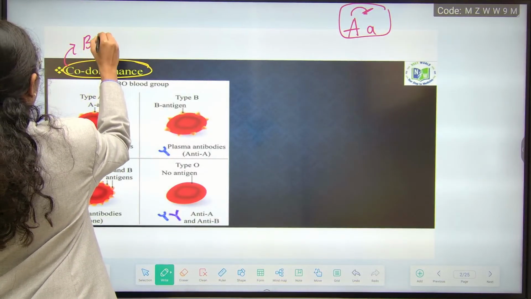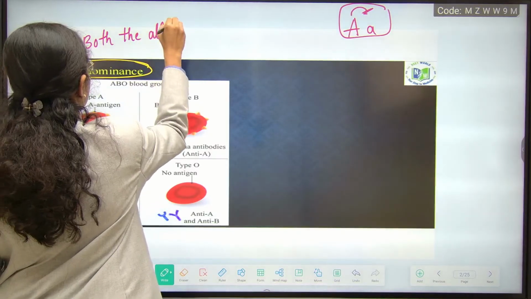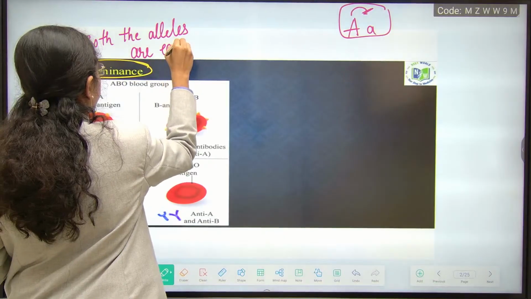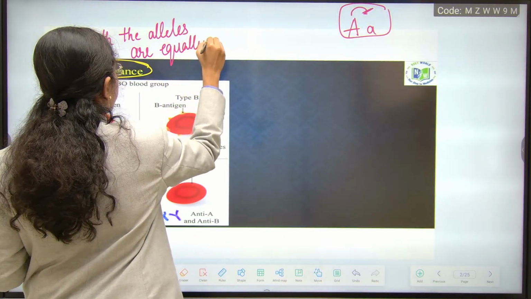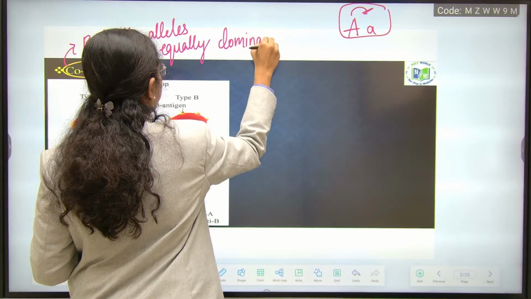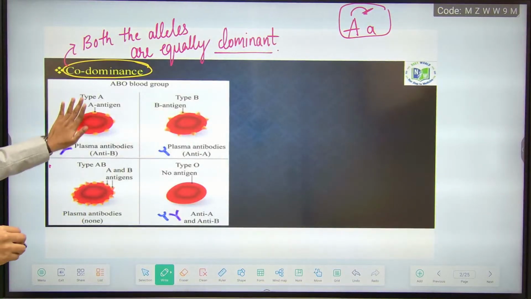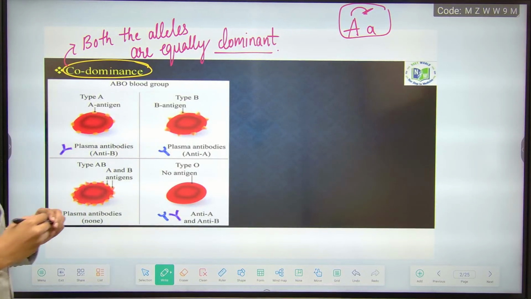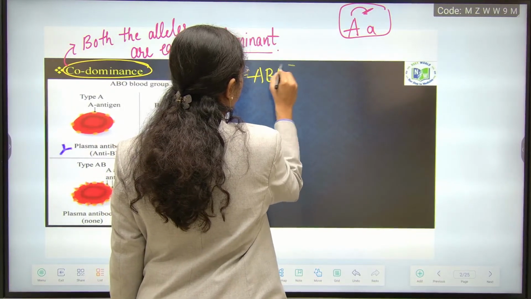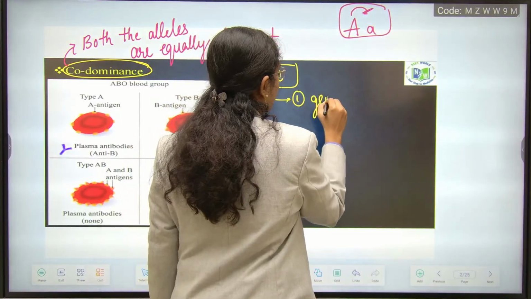Both the alleles are equally dominant. Fine, right. The best example we can take is ABO blood grouping. ABO blood grouping is an expression which is coded by a single gene, that is the I gene.